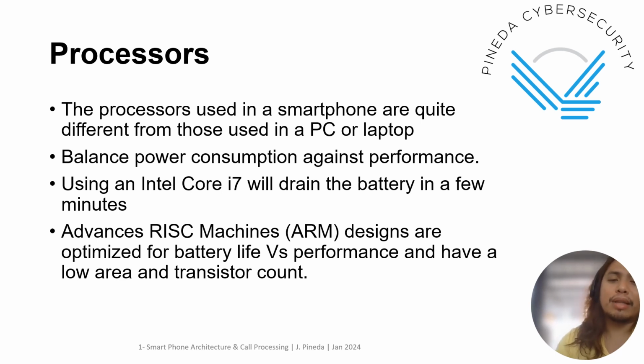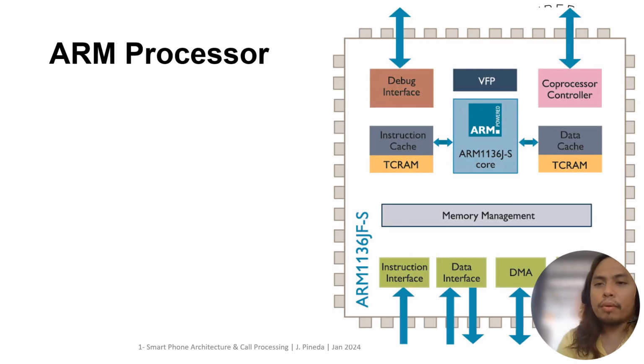So there's what we call the ARM, or the Advanced RISC Machines, no? So these processor designs are optimized for battery life versus the performance, and have a low area transistor count. So if you would notice, for mobile devices, this is also one of the things that you check in the specs, no? The type of processor, and we see ARM, the ARM designs.